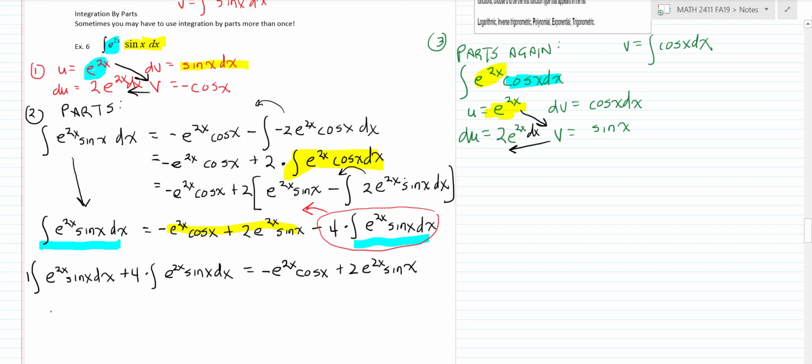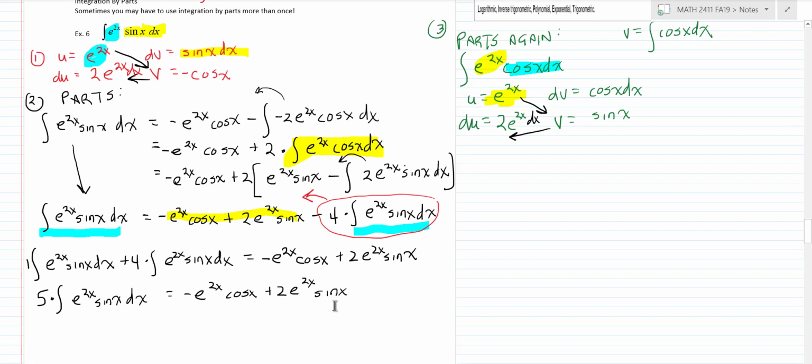So what we're going to have then is 5 times the integral of e to the 2x sine x. And that's, of course, what we're trying to solve for. All right. And then that's going to be equal to negative e to the 2x cosine of x plus 2e to the 2x sine x like that. All right, we got an equation to solve, and then we are basically done with the problem, see? Okay.